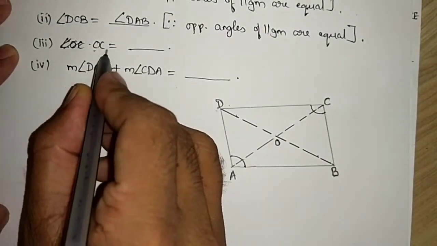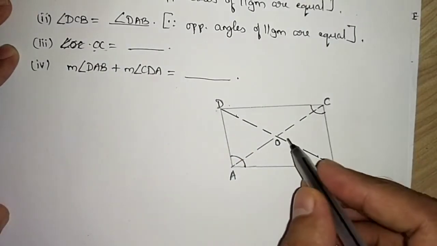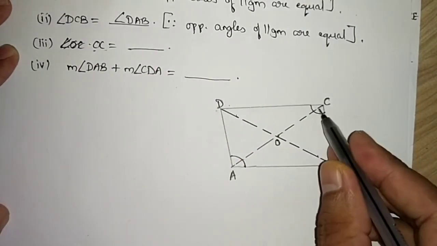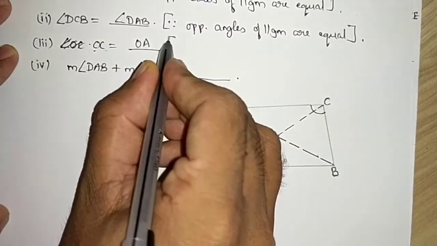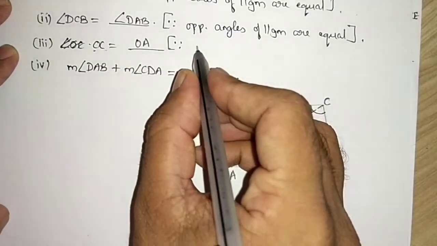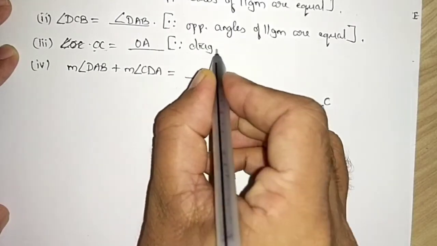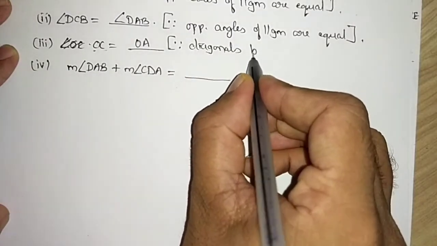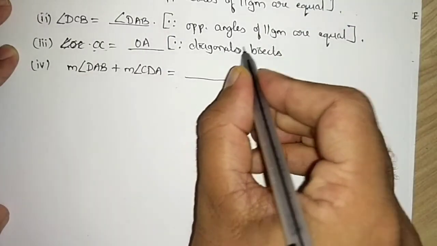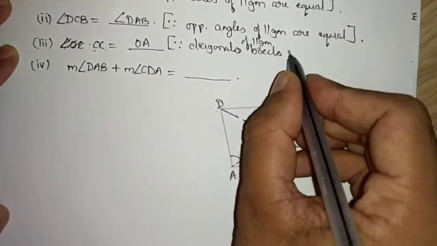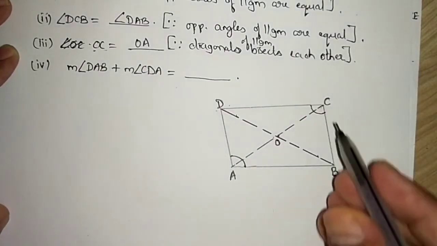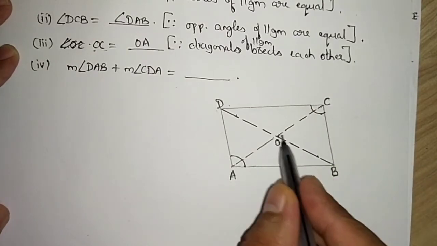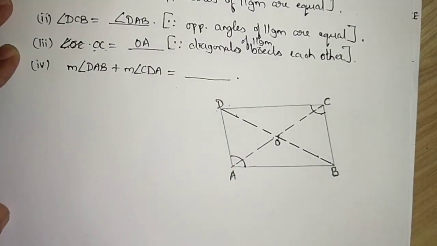Now OC is equal to what? Let us see where is OC. OC, here it is. Length OC will be equal to length OA. So I will write OC is equal to OA. Why? Because diagonals of parallelogram bisects each other. We know that OA is equal to OC and OB is equal to OD. I have explained you, if it is a parallelogram, then diagonals bisect each other.